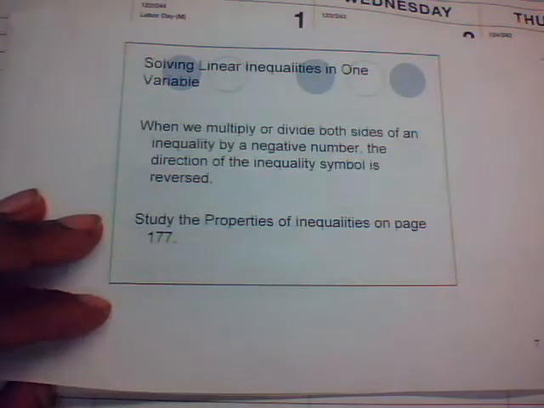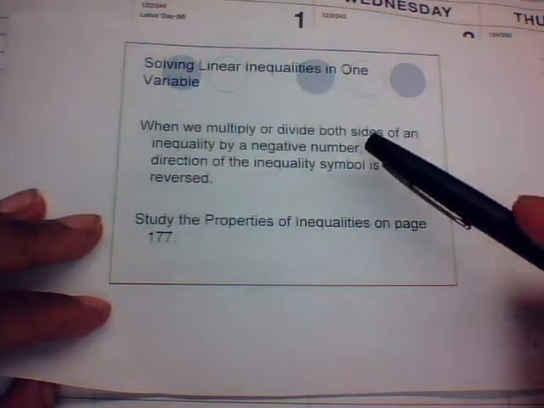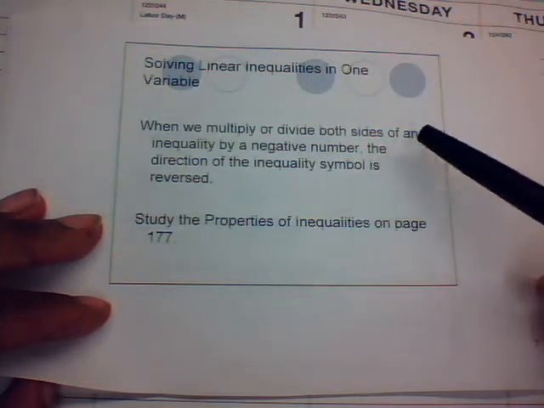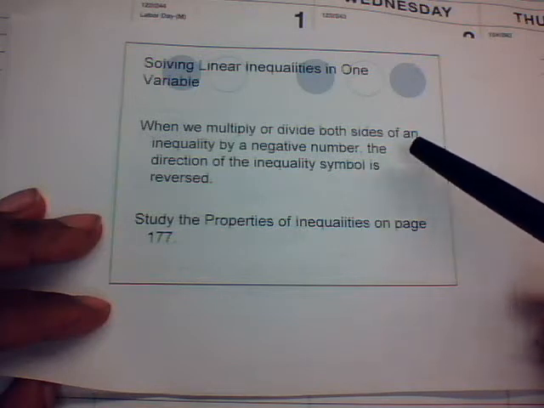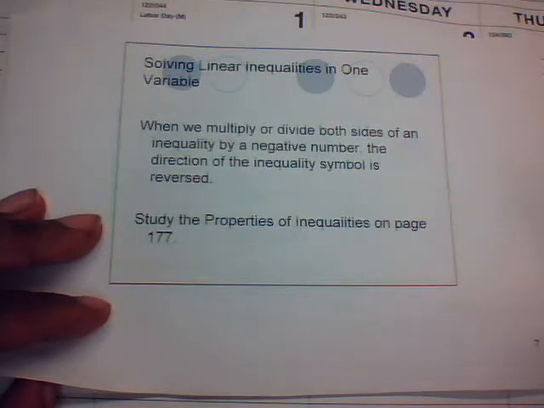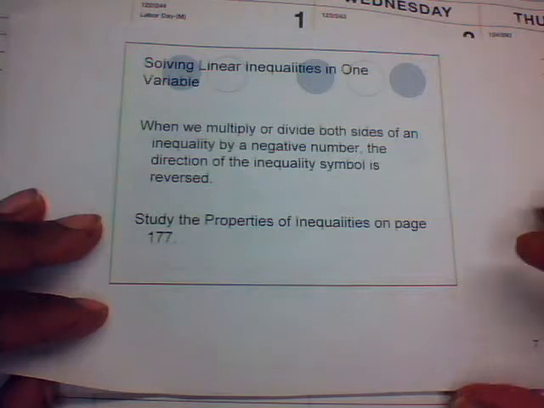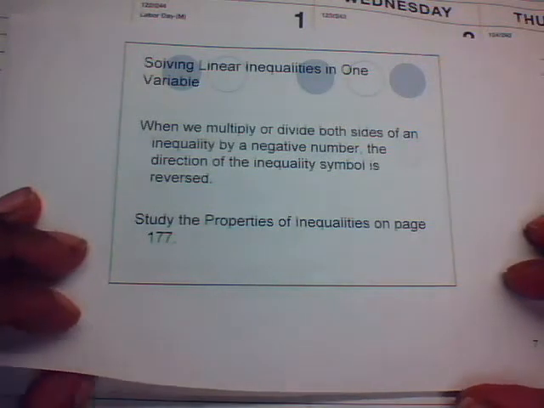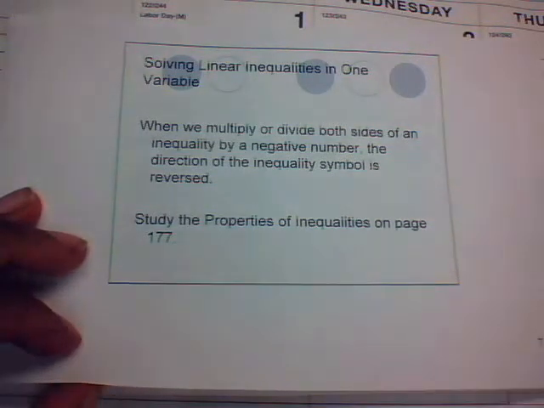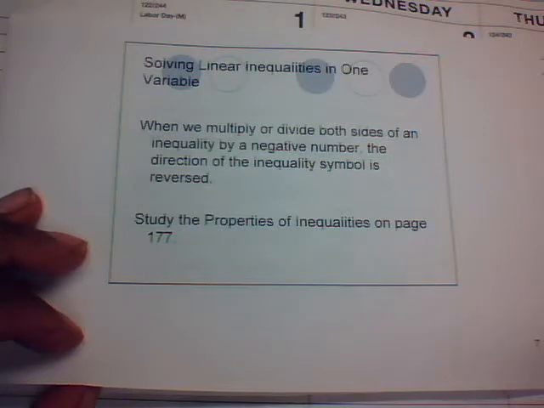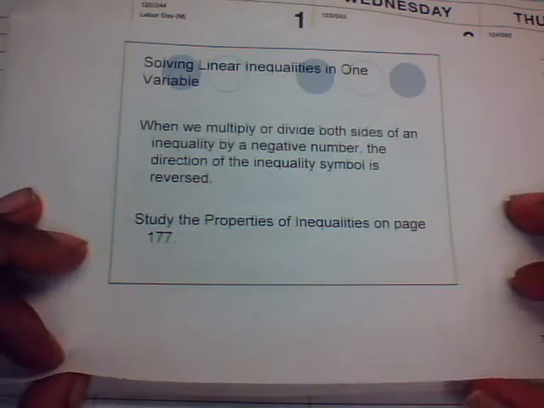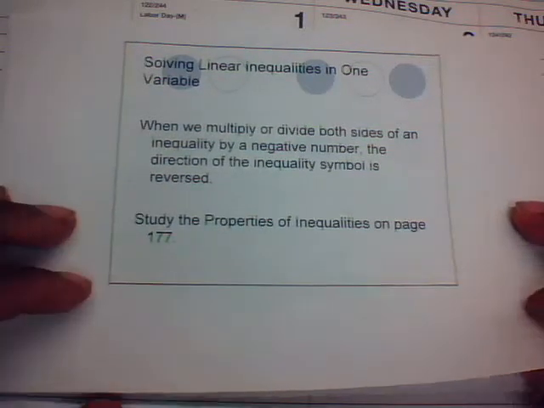Now, there's one rule that you need to know when you solve a linear inequality, and that is when we multiply or divide both sides of an inequality by a negative number, the direction of the inequality symbol is reversed. Okay, so here you reverse your inequality symbol only when you divide or multiply both sides by a negative number, and that's only in a linear inequality.